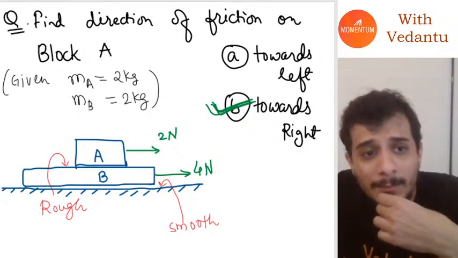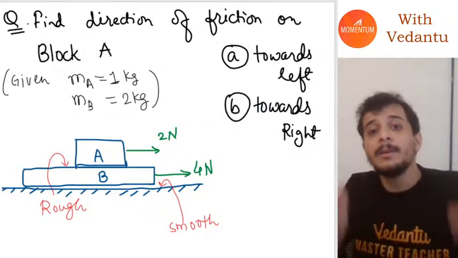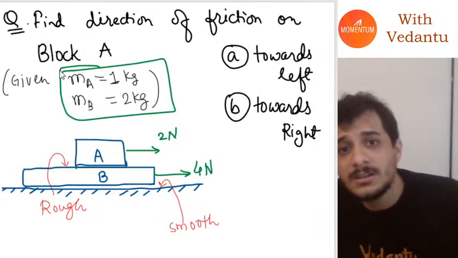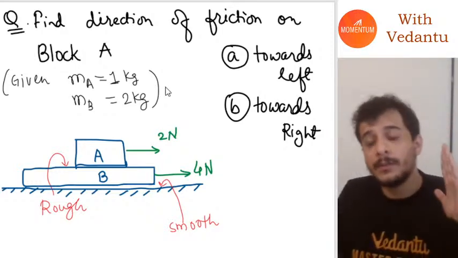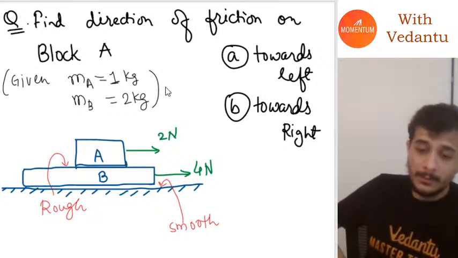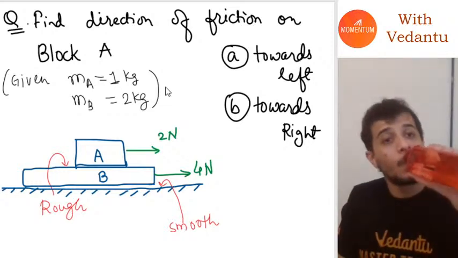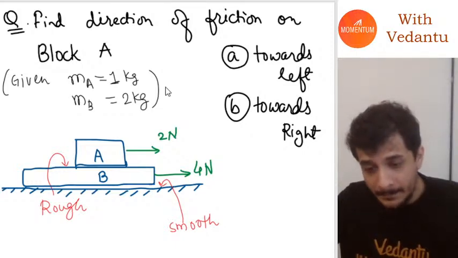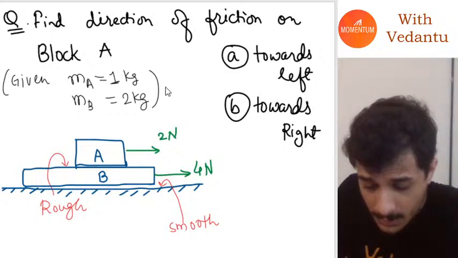Okay, let me give you one more example. Let's see if you guys can solve. In this case, once again, I have just changed a little bit of data here. Now tell me, what will be the direction of friction on block A?